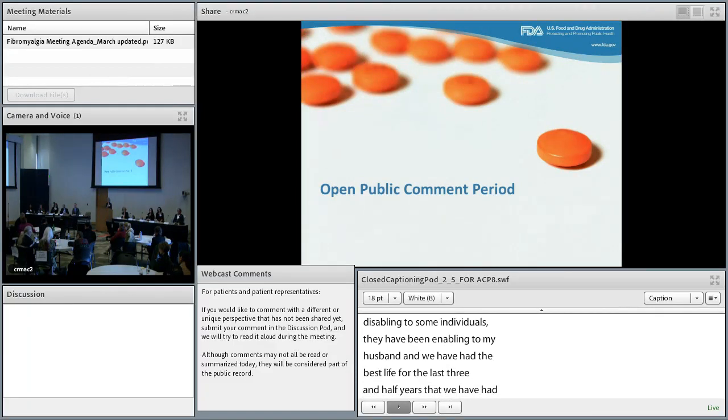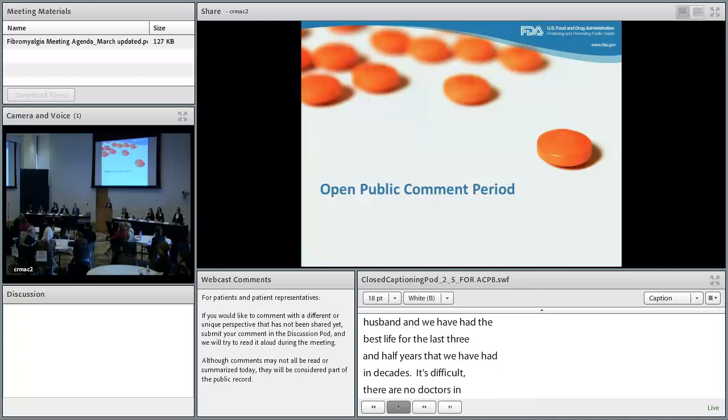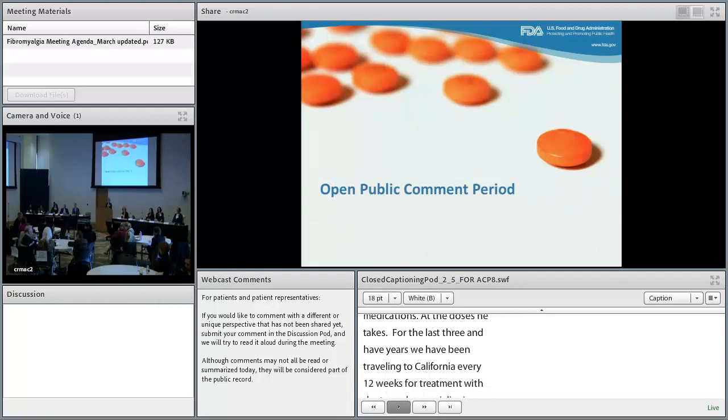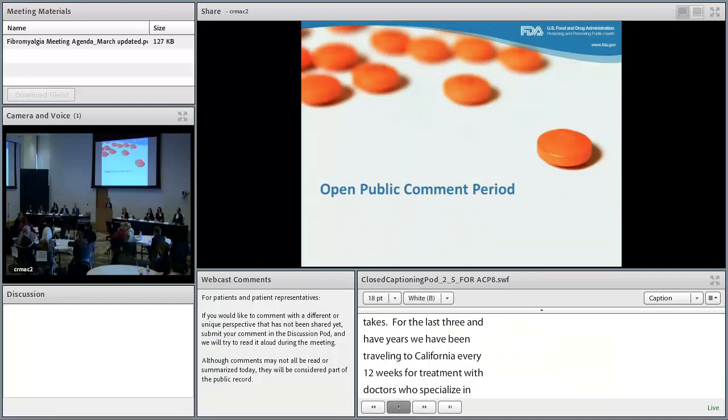It's difficult. There are no doctors in Virginia who use these medications at the doses Lewis takes. So for the last 3.5 years, we have been traveling to California every 12 weeks for treatment with a doctor who specializes in treating intractable pain. His name is Forrest Tennant, and he has been in practice there since 1975.